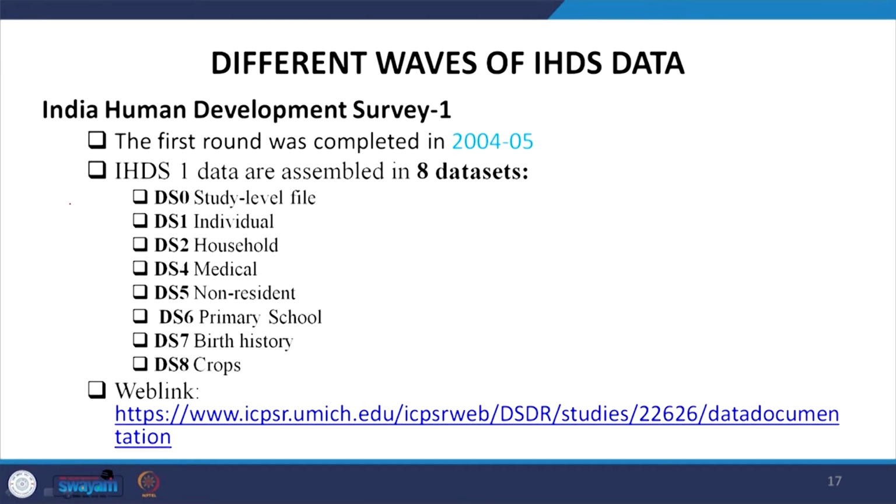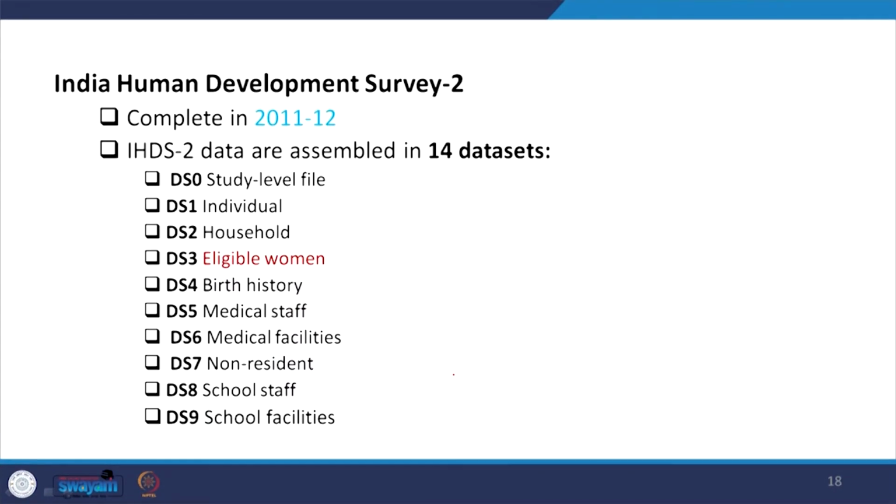So, let us consider what files exactly are covered, the different waves and their structure by file availability. The first round was completed in 2004-5, as already discussed. It contains 8 different data sets: DS0, study level file, individual, household, medical, non-resident, primary school, birth history, and crops related information also given in the first wave. For the detail you can follow the web link given here. Similarly, for IHDS 2 there are 14 data sets covered.